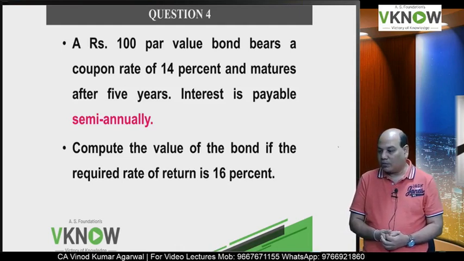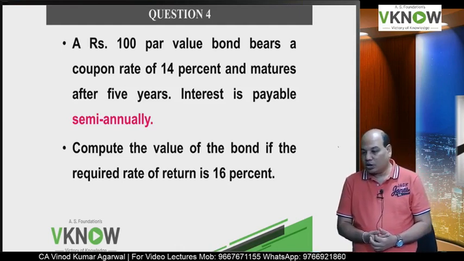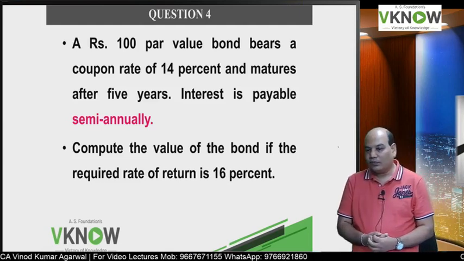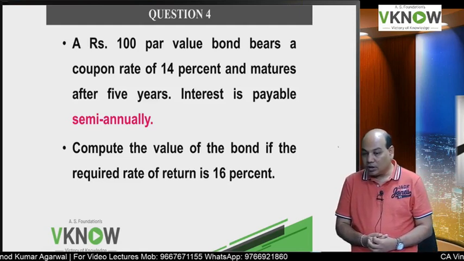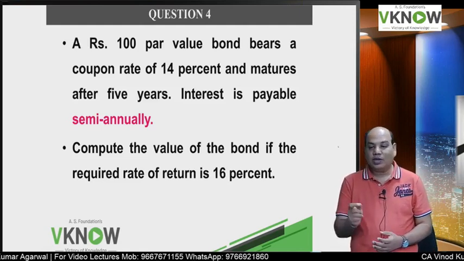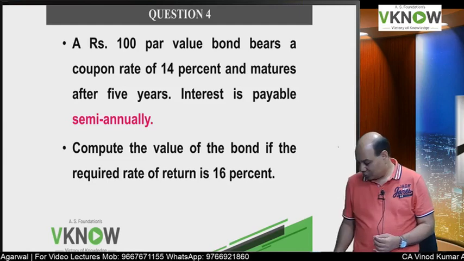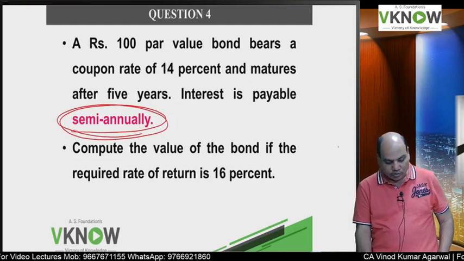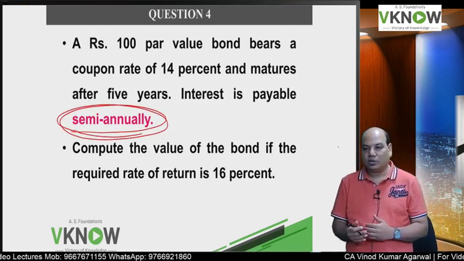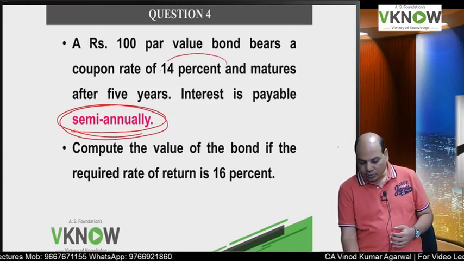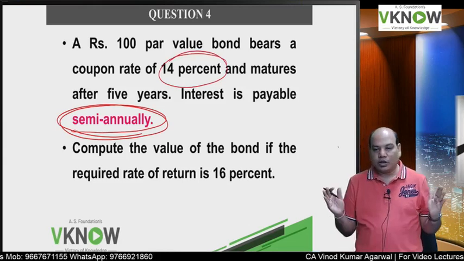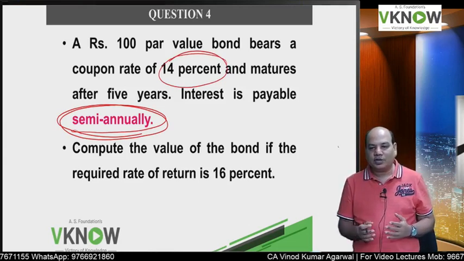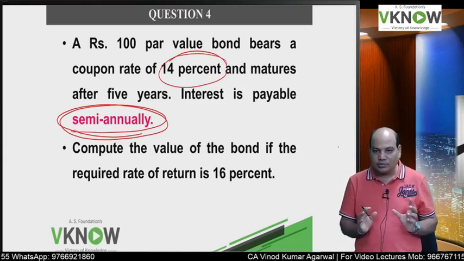A rupees 100 par value bond bears a coupon rate of 14% and matures after 5 years. Interest is payable semi-annually, underline semi-annually. Semi-annually means interest will be paid after 6 months. So in a year interest will be paid twice. So if the coupon rate is 14%, it is for a year. But for 6 months they are not going to pay you 14%. How much are they going to pay you? 7%. Very good.